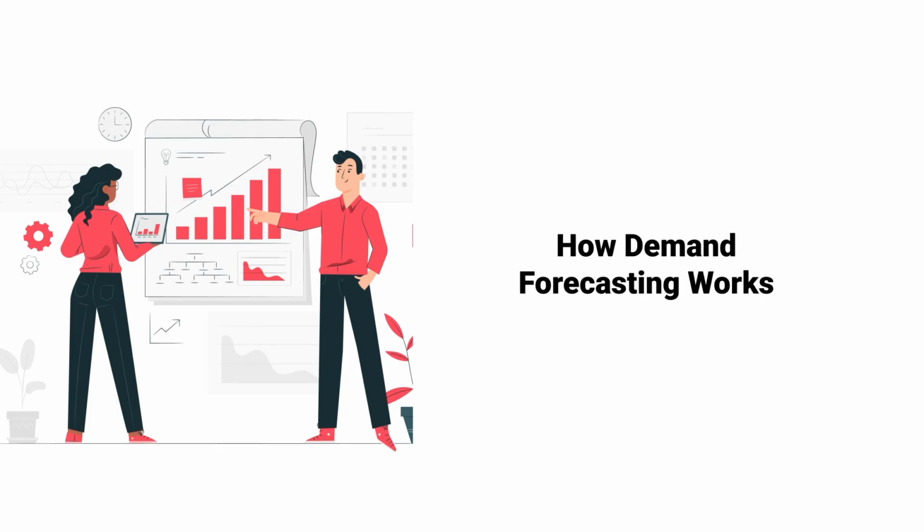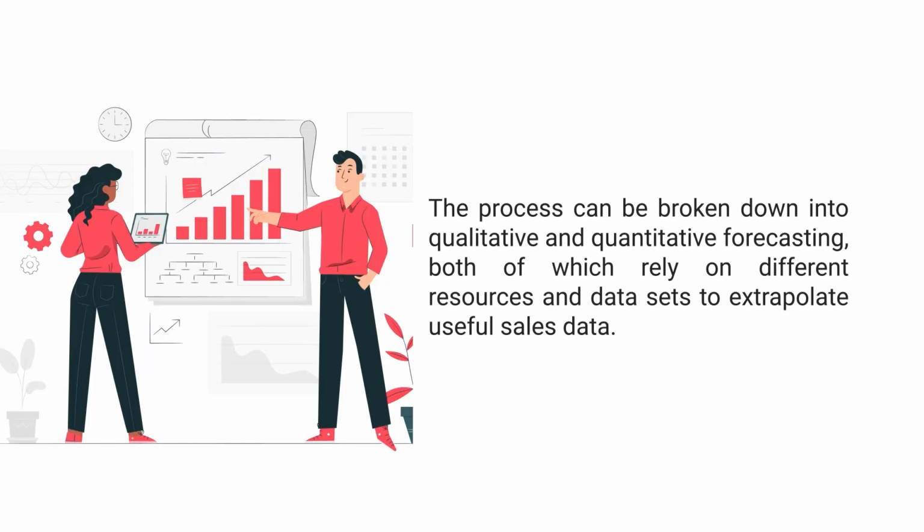How does demand forecasting work? Means how we do that demand forecast. The process can be broken down into qualitative and quantitative forecasting, both of which rely on different resources and data sets to explore useful sales data. Means we have to break the forecasting process into two parts, the quantitative and qualitative. So what is the quality of the forecast? Means it is a good quality forecast if it is near to the actual thing.